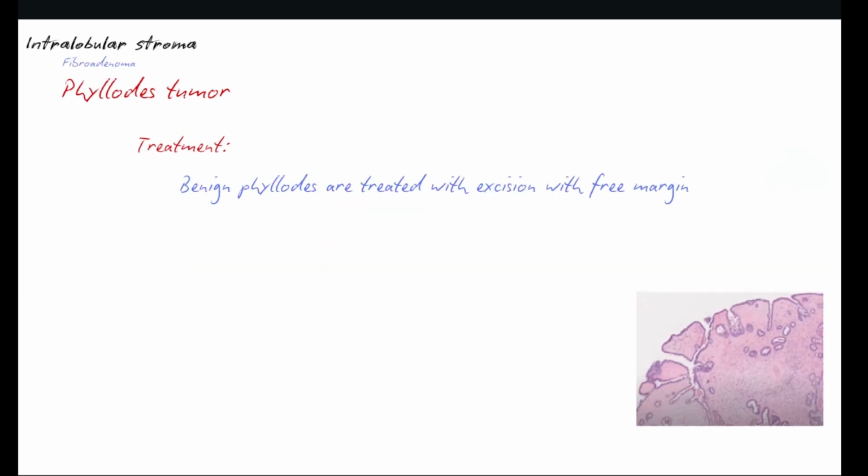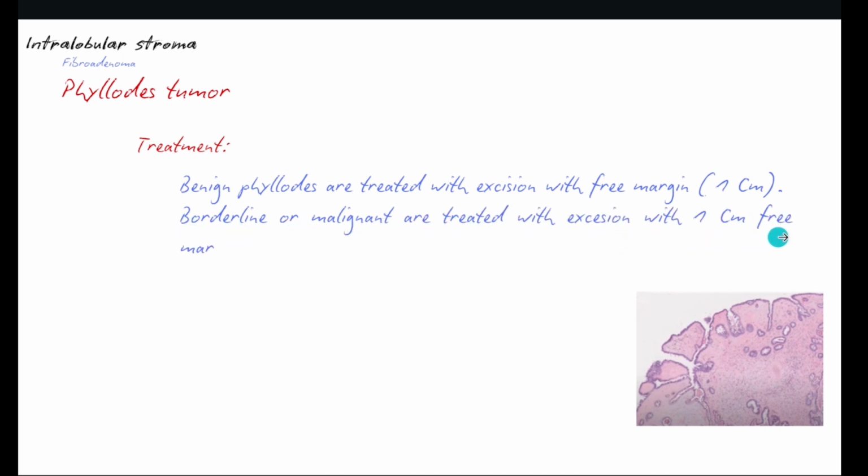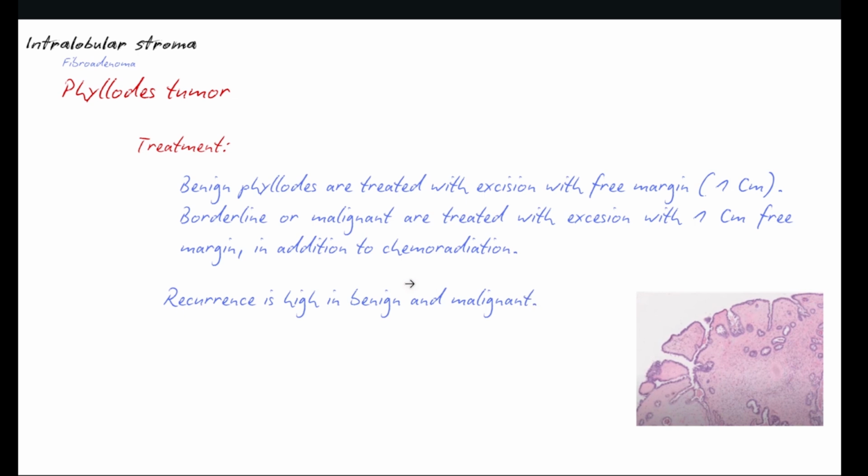The treatment: benign phyllodes are treated with excision with a free margin of 1 centimeter. Borderline or malignant are treated with excision with a 1 centimeter free margin in addition to chemoradiation therapy according to the protocol of sarcoma. Recurrence is very high even in benign.